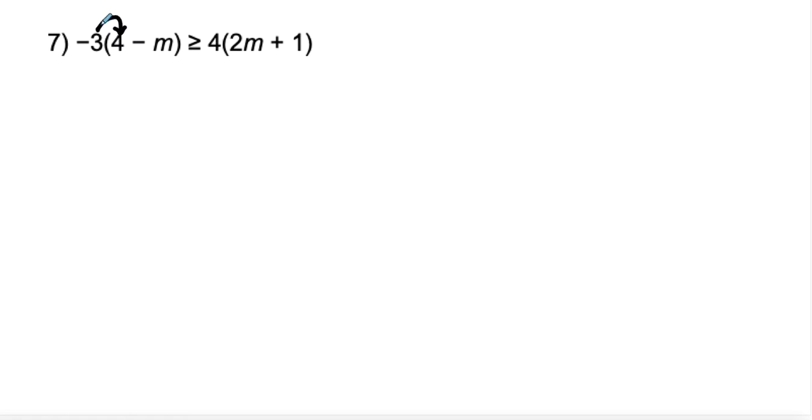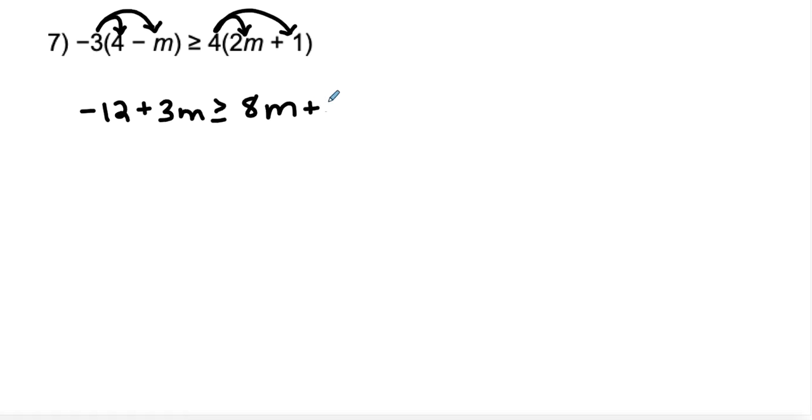I distributed my negative 3 through, so that gave me negative 12 plus 3m is greater than or equal to, I'm going to distribute my 4, which gives me 8m plus 4. Be careful that you distribute all the way through. Make sure you distribute that negative all the way through as well.